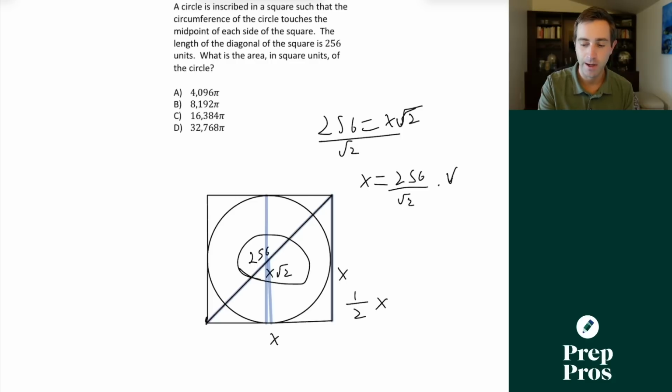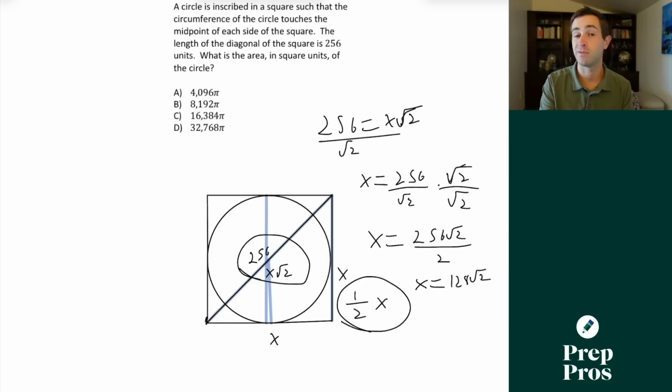Now we have to go ahead and rationalize it, and this is another reason the SAT likes these. If you start putting it in your calculator, you usually are going to have some sort of rounding issue at the end if you don't keep all the numbers in there the whole time. So now this is equal to 256 root 2 over 2. That's going to give us that x is equal to 128 root 2, and therefore our radius, which we said was defined as 1/2 of x, is going to be equal to 64 root 2.